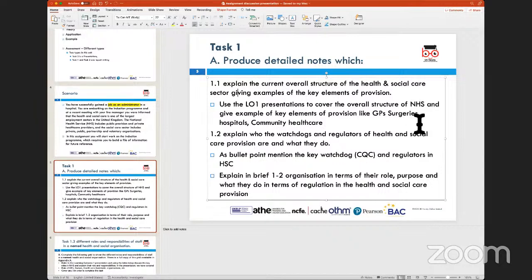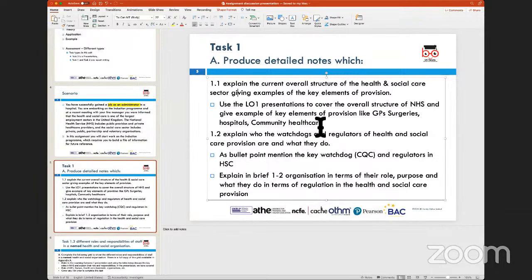But at some stage, you will have to explain what you are looking at, covering within Task 1. So here, the tip is you have to look at the LO1 presentations to cover the overall structure of the NHS, should you wish to do NHS. And you can give examples of provisions like GP surgeries, hospitals, or community centers.